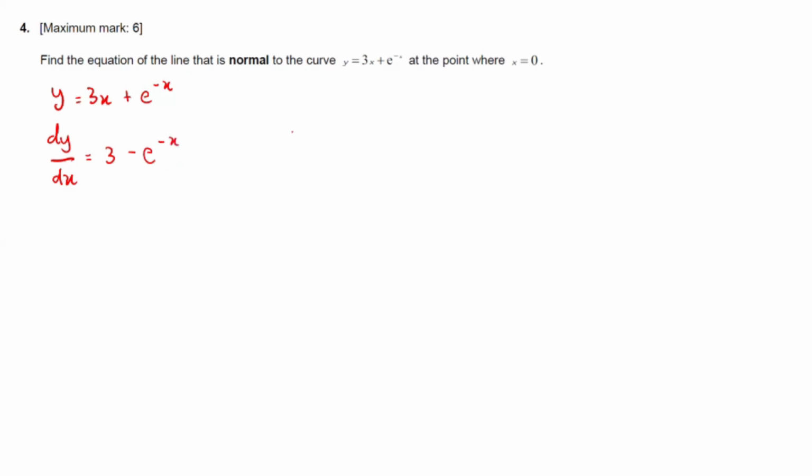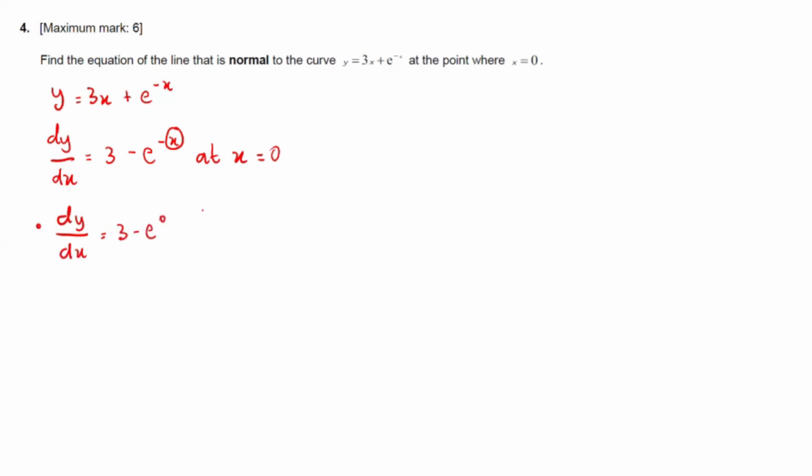Now, let's see what is the gradient at x equals to 0, meaning that we have to substitute x with 0 right here. So the gradient is going to be 3 minus e to the power of 0.